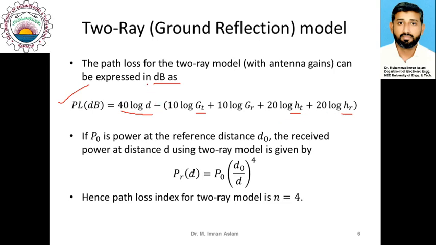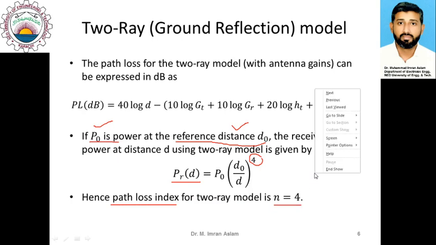Second important thing is that we have used another alternate expression in the free space model as well. Similar expression can be used for the two-ray ground reflection model, because in the two-ray ground reflection model we have the dependence of power on the fourth power of distance. So if we know the power at a reference distance d naught, we can use that result to calculate power at any other distance. So if P naught is representing the power at d naught, in that case the received power at a distance d would be given by this expression, which is P naught, d naught by d raised to power 4. This 4, as we have already discussed previously, is named as path loss index, and hence we can say that the path loss index for the two-ray model is n equal to 4.